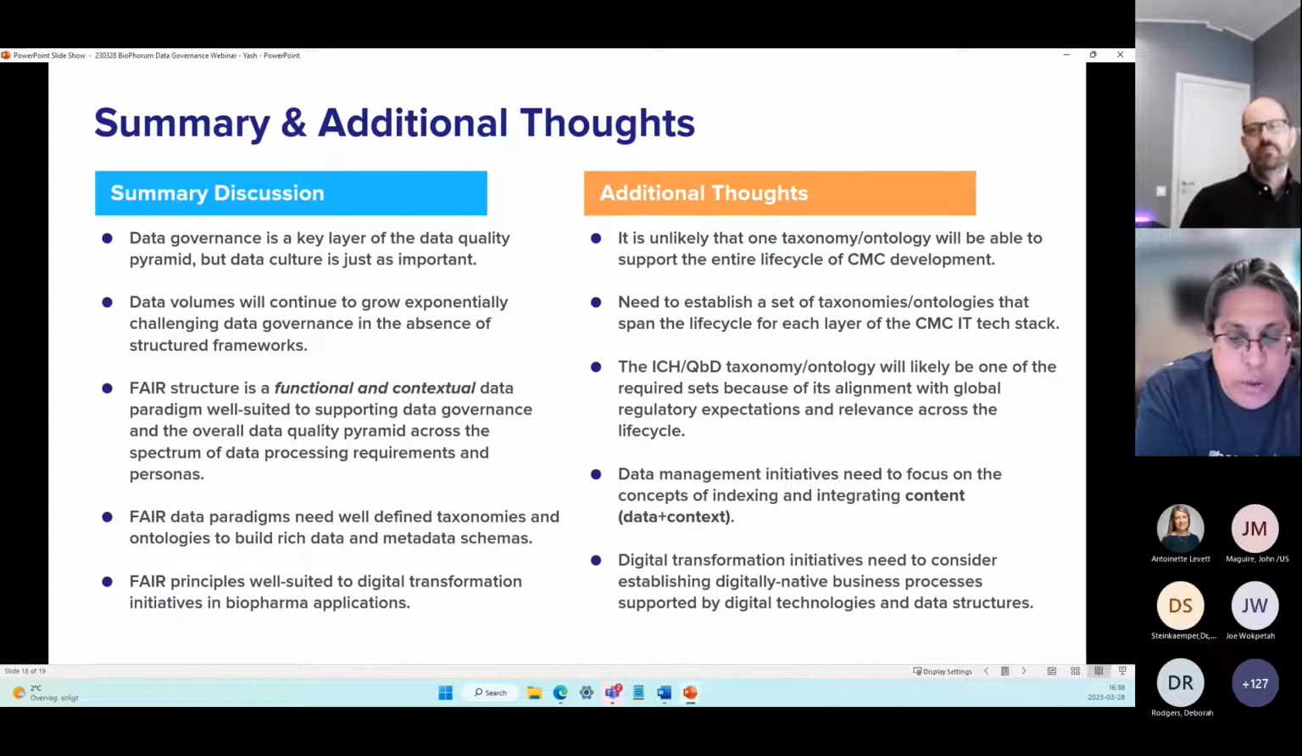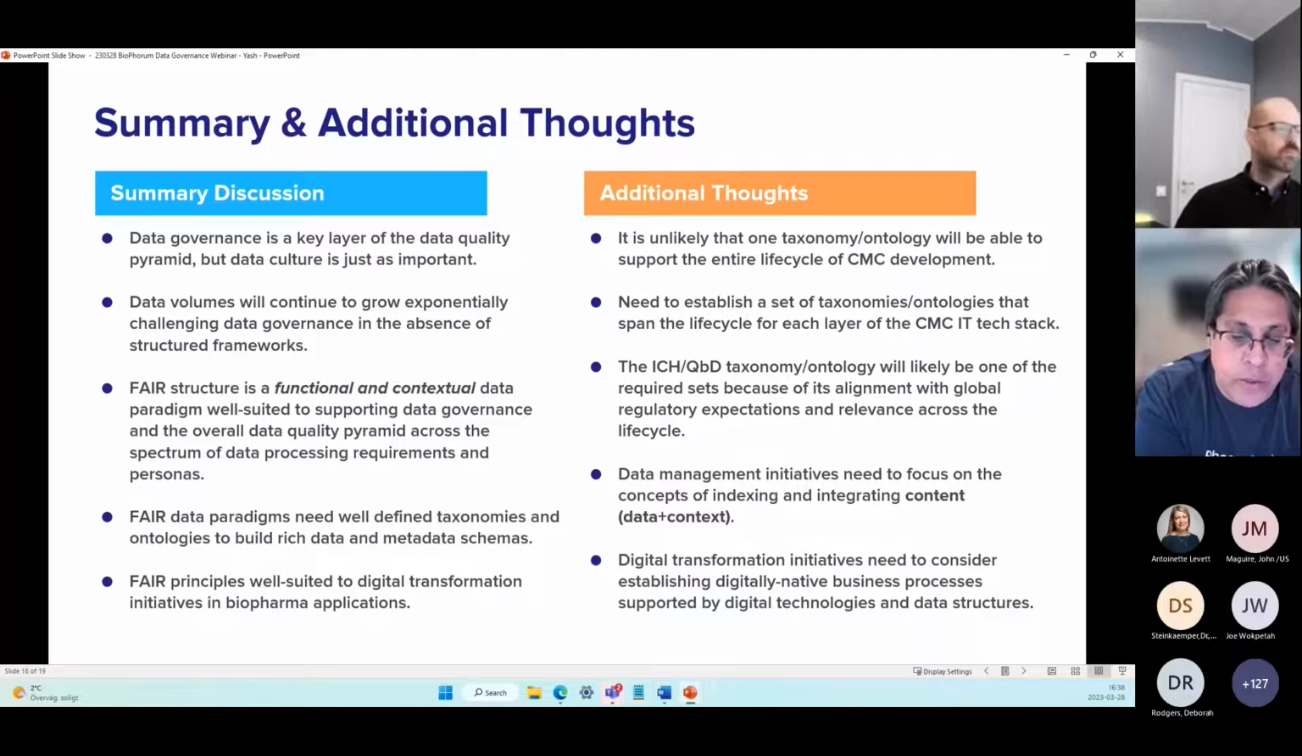And going forward, data management initiatives really do need to focus on the concepts of indexing and integrating content, which is really the combination of data and context. So, just focusing on data alone can be challenging because without the context, it's hard to understand what the data means. And so that does need to be a dimension of that.